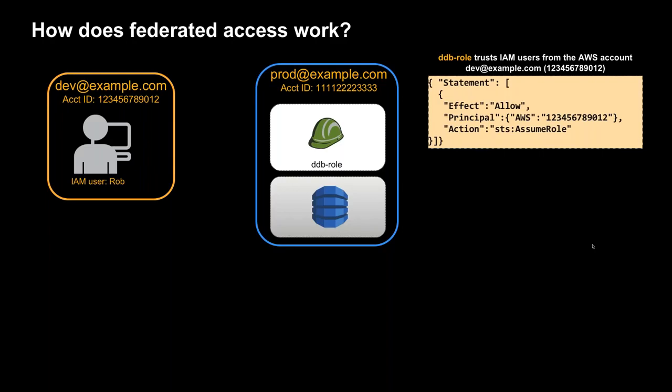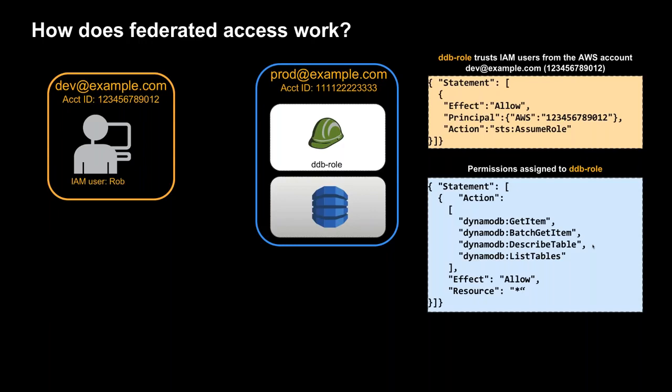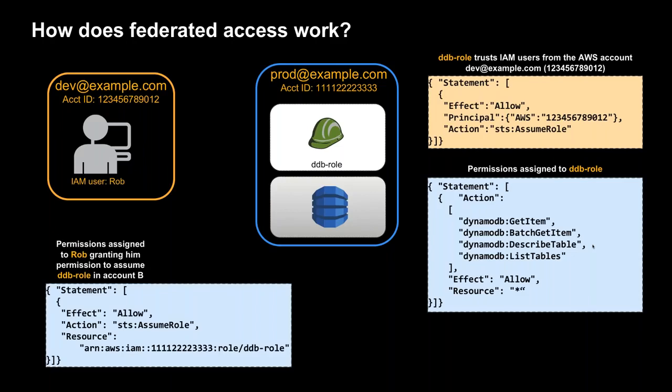So the STS is the Secure Token Service. It gives us a tokenized assumption of that role. And then we assign some permissions to it. So we're going to allow some read action to DynamoDB. And then the final step is we need to assign permissions to Rob to allow him to assume this role. And you'll see we're referencing the role in the production account, and he's ready to go.